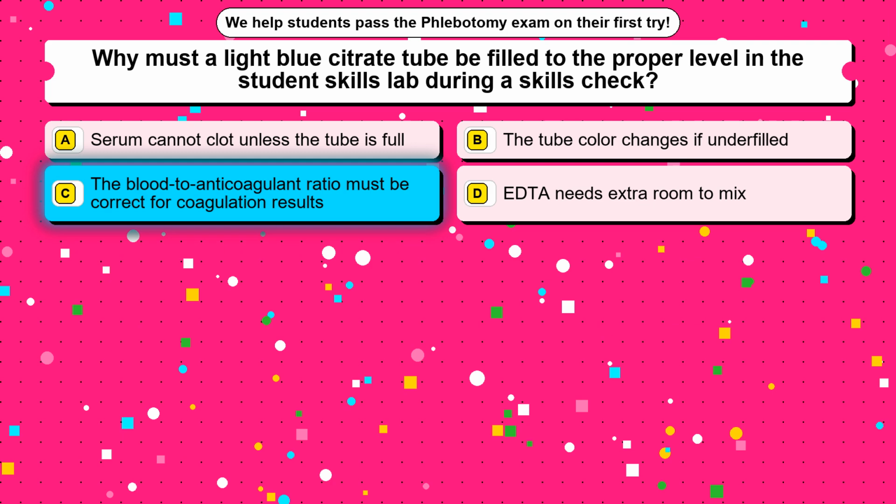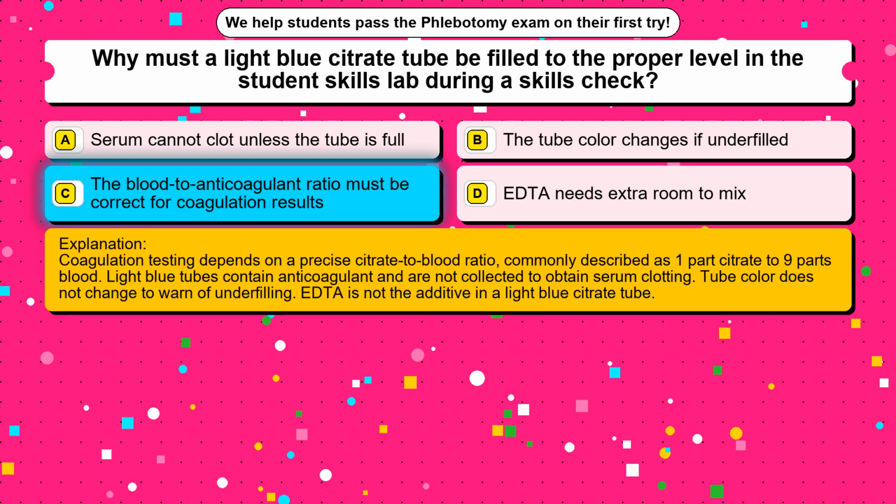The correct answer is option C. The blood to anticoagulant ratio must be correct for coagulation results. Coagulation testing depends on a precise citrate to blood ratio, commonly described as 1 part citrate to 9 parts blood. Light blue tubes contain anticoagulant and are not collected to obtain serum clotting. Tube color does not change to warn of underfilling. EDTA is not the additive in a light blue citrate tube.